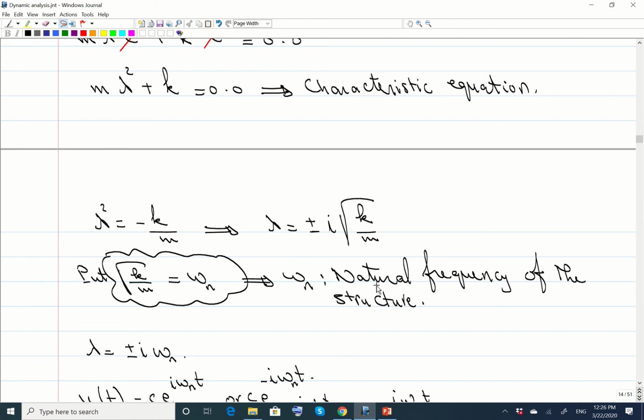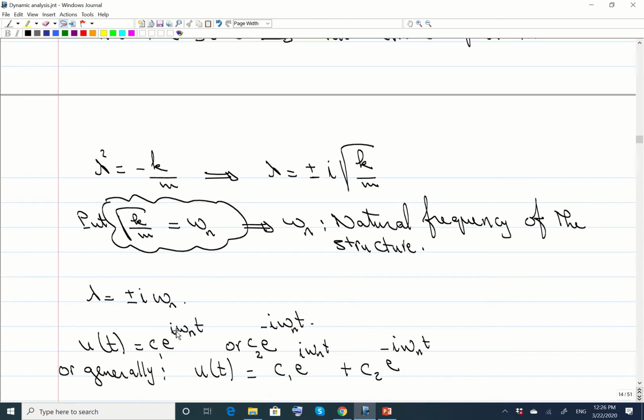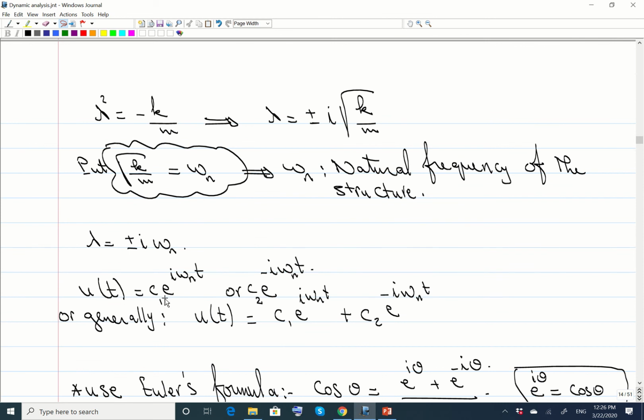Why is it called the natural frequency of the structure? This is why we give it the notation here of the subscript n. Omega is a frequency, so it's the natural frequency of the structure. We're going to know why it's named natural frequency just in a moment. So now lambda is equal to plus or minus i, the imaginary number i, multiplied by square root k over m. Now we are saying square root k over m is called omega n, the natural frequency. So u of t can be e power i omega n t or e power negative i omega n t, multiplied by some constant, or generally it can be a linear combination of the two solutions.